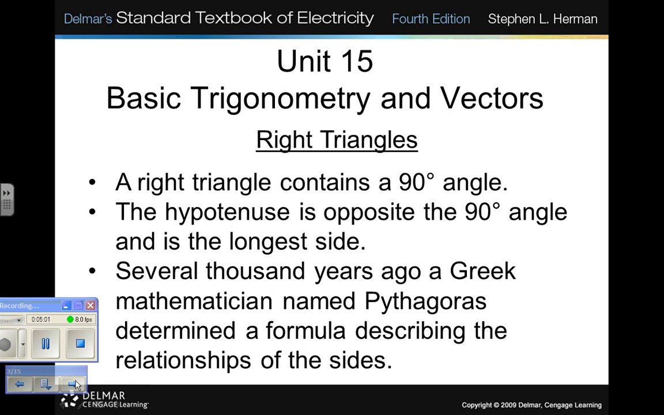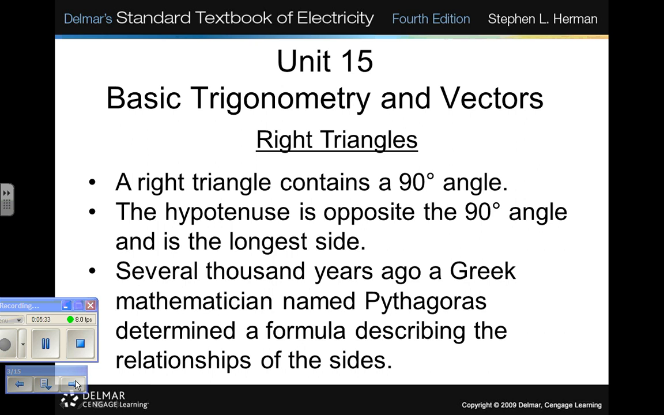Okay, a right triangle has a 90-degree angle in one corner. Actually, we always draw it one way, but we'll talk about that later. The hypotenuse is always the longest one, the side opposite the right angle. We draw it with one angle down to the left and the 90-degree angle off to the right, and we're always going to look at the angle on the left as the angle theta, whatever angle that may be.